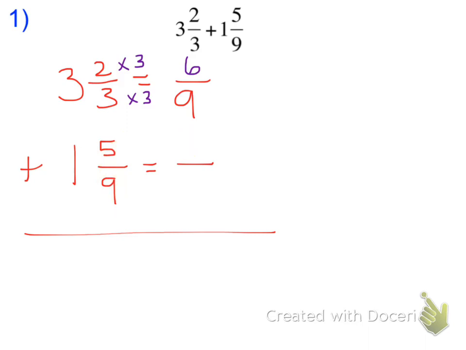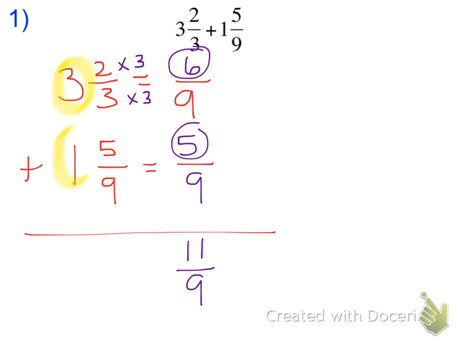So if you wanted to line it up like that, you could. You don't have to, though. So you're adding, so you want to add the numerators again, just like we did before. We get 11/9. And then probably the most common mistake kids do is they forget to come back and add these whole numbers up. So don't forget to do that. So 3 plus 1 is 4.